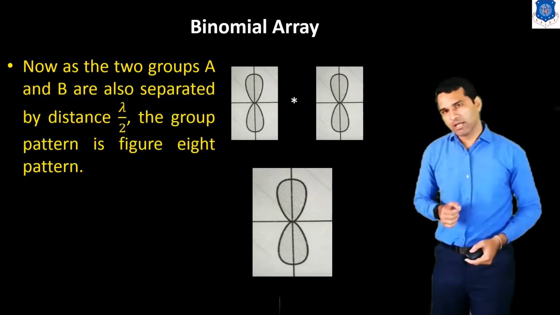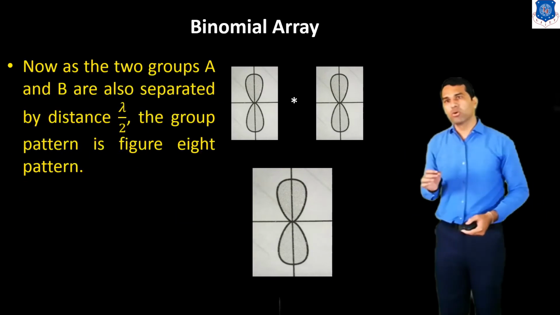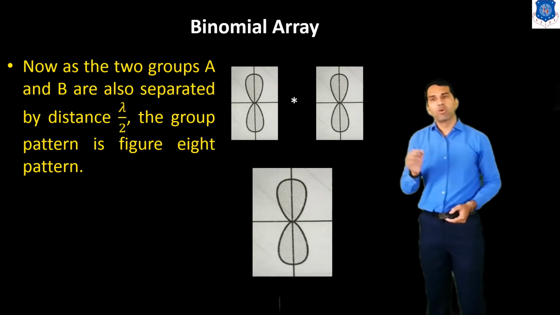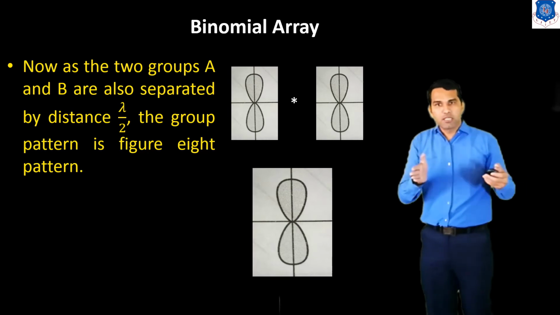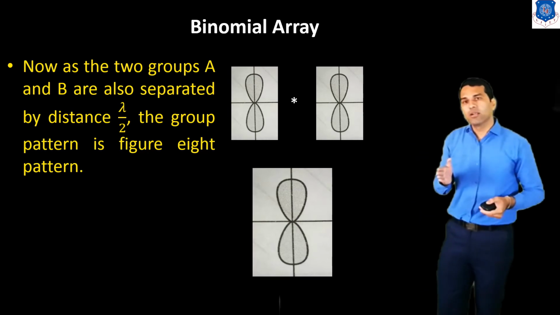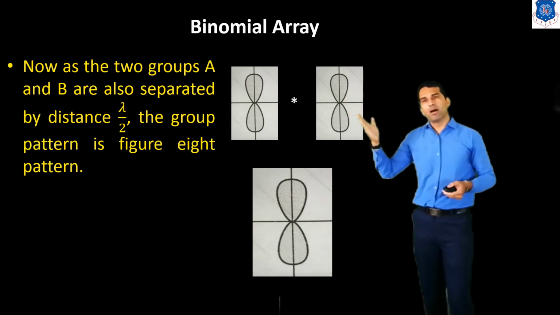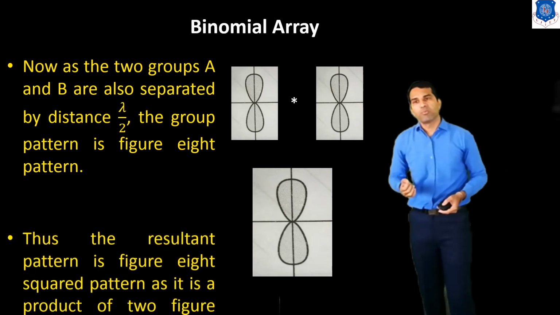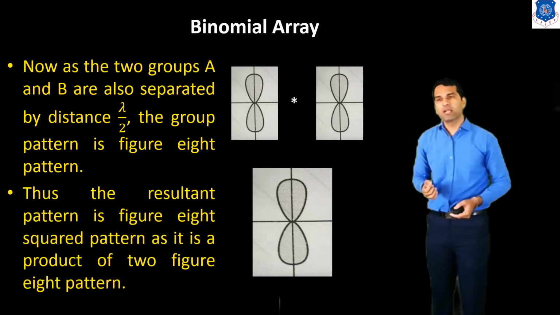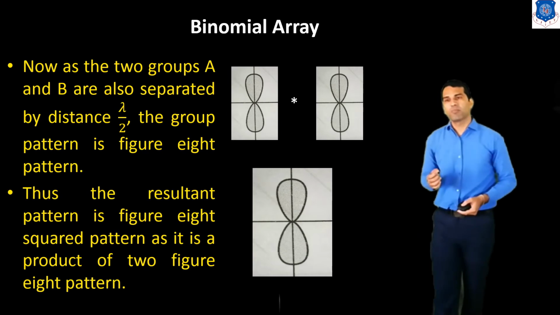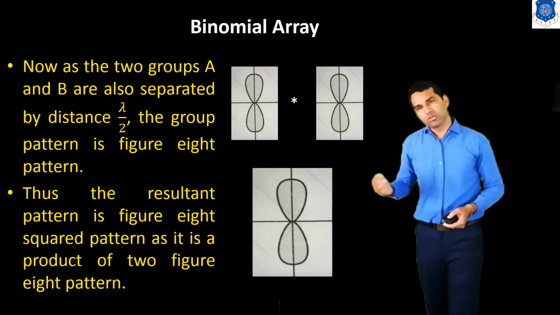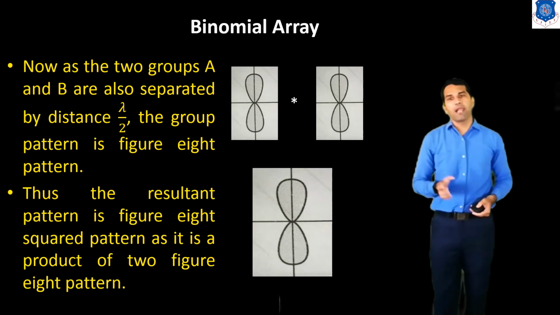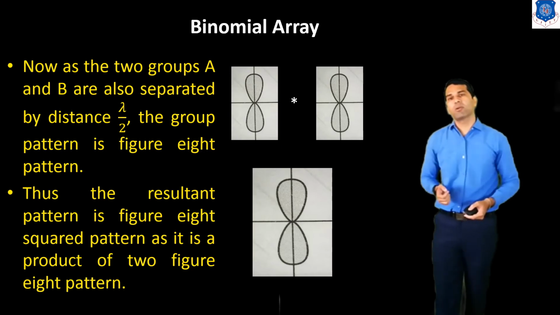So now we discuss the radiation pattern. As the two groups A and B are separated by the distance lambda by 2, the group pattern is also at the distance of lambda by 2. So we get two patterns: the first one is the lambda by 2 unit pattern and the second one is the group pattern. So finally we get the resultant pattern as the figure 8 square pattern, as it is the product of two figure 8s. That's why here we can increase the directivity without any side lobes. So this is the concept of the binomial array.